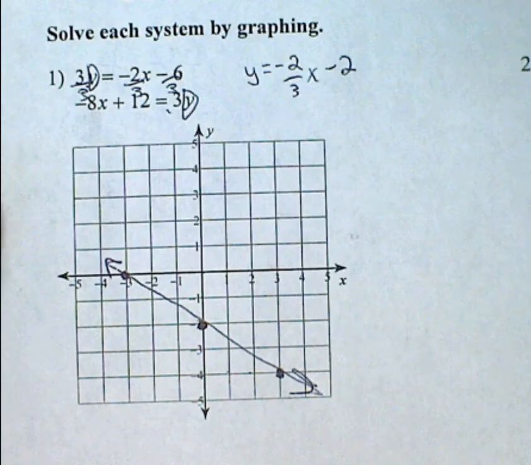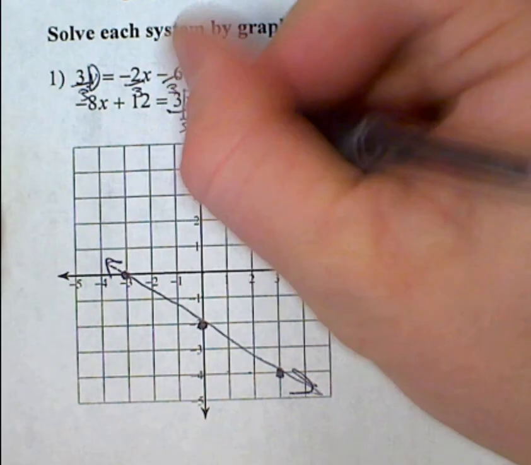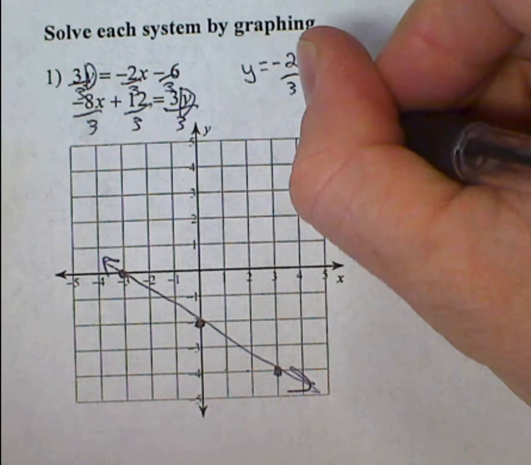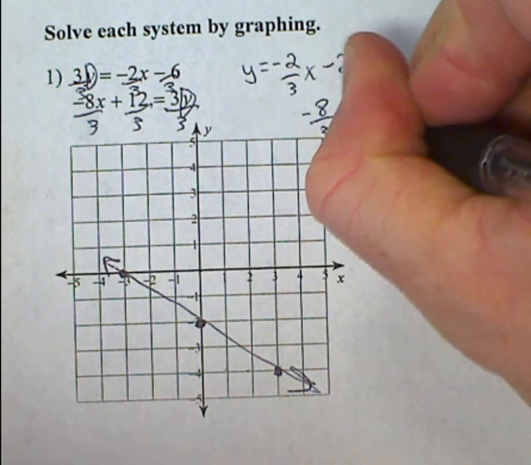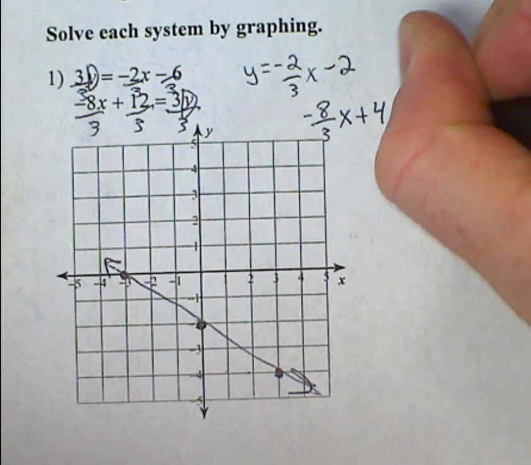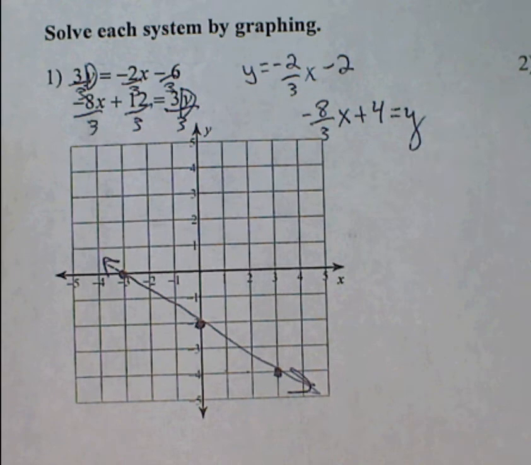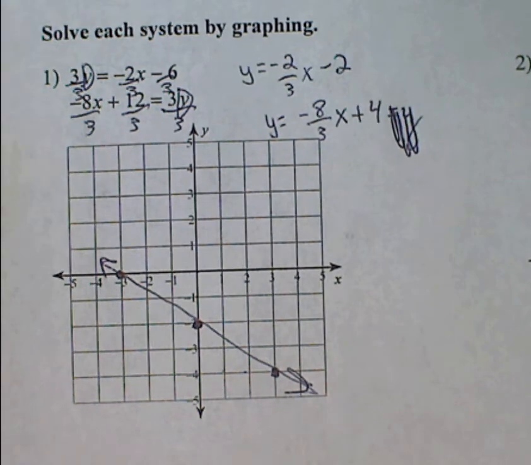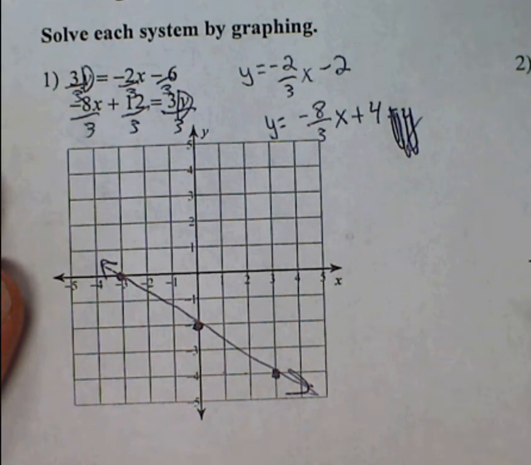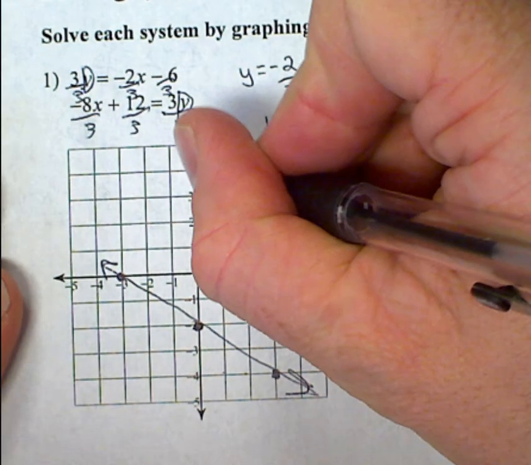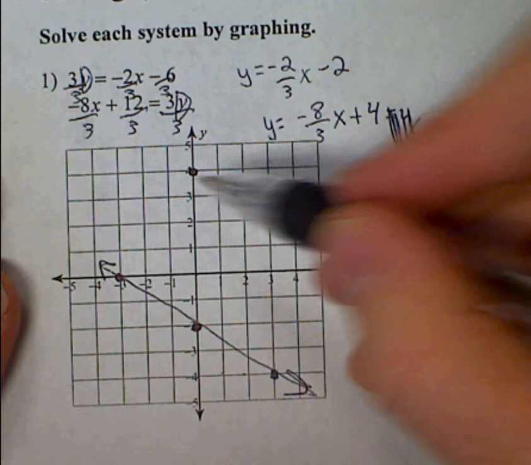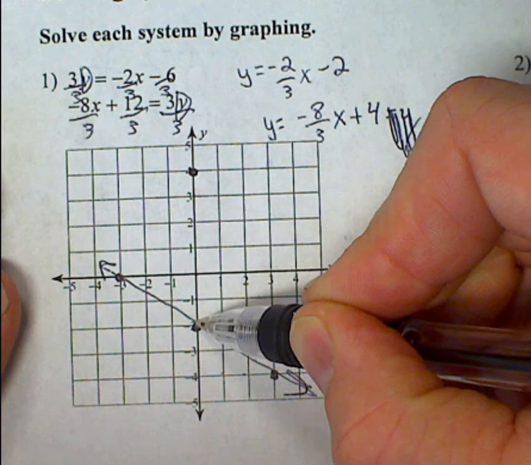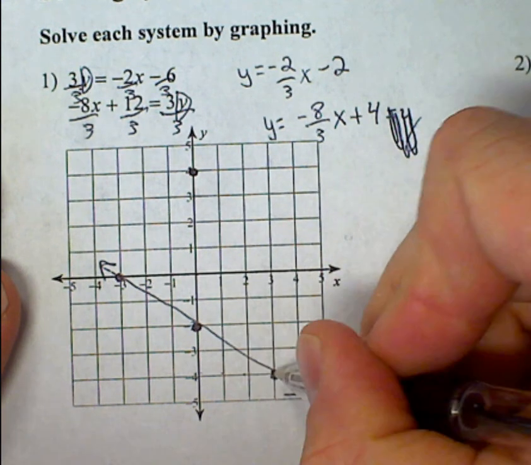If I need to get y by itself, I just need to divide by 3, divide by 3, divide by 3. So I get negative 8 over 3x plus 4 equals y. I can go ahead and take my y and put it to the other side. So now I know what my slope is and my y-intercept is. My y-intercept is at 4. I'm going to go down 8. 1, 2, 3, 4, 5, 6, 7, 8. And I'm going to go over 3.